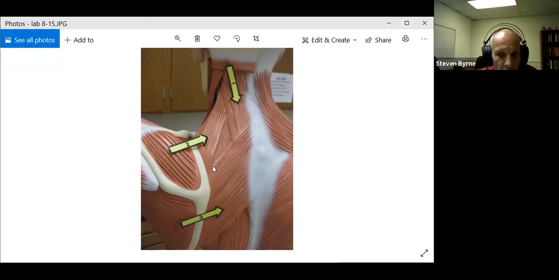I don't make you know minor and major. I just want you to know the rhomboid does what? It adducts the scapula, but it also elevates. See how the fibers run? So if you don't know what the muscle does, just look where the fibers are, okay? All right.